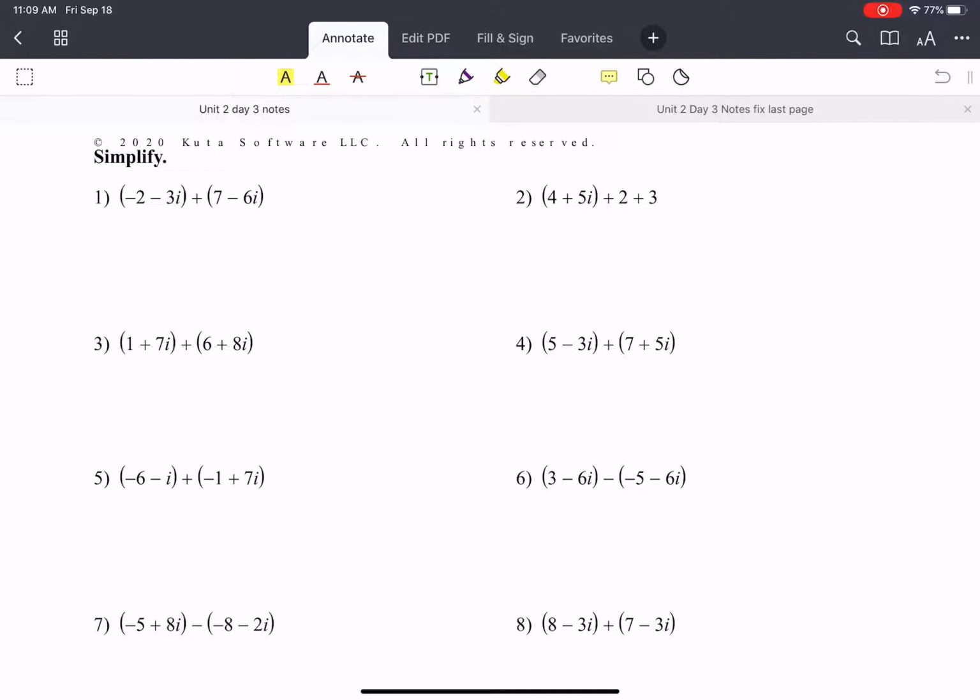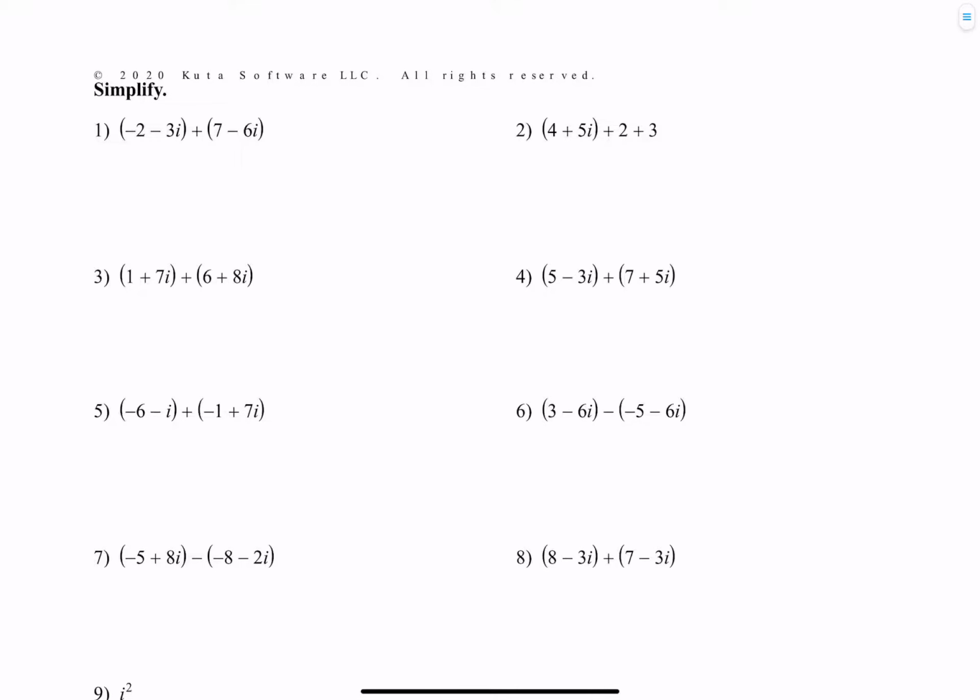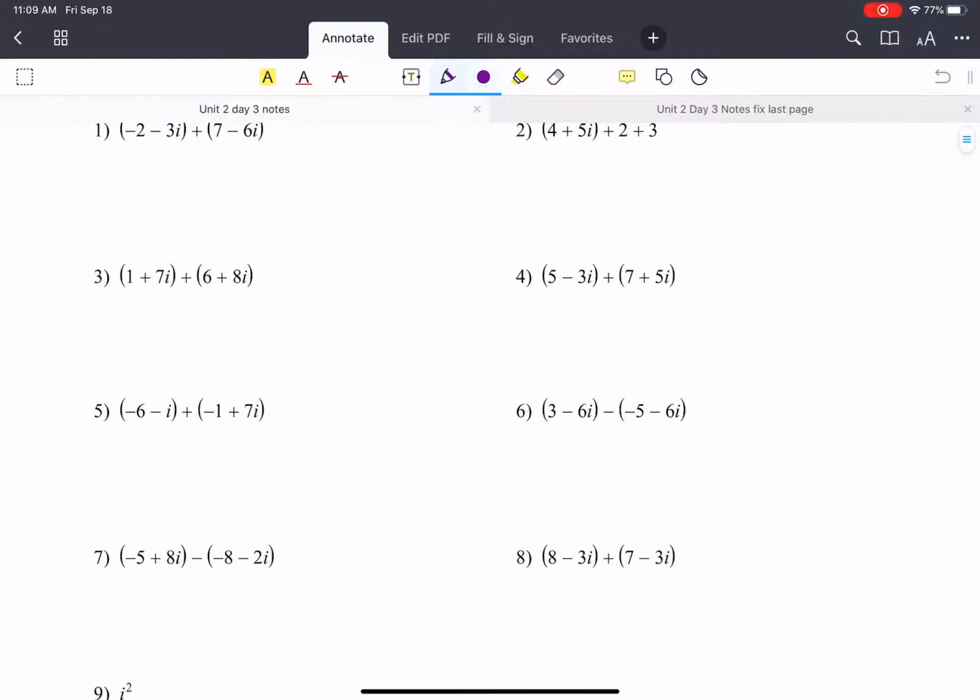Okay, is there anything in front of these parentheses to distribute in? No, so they don't matter. When you're doing this, it's so similar to what we were doing last unit. So for those of you that are going to do test remediation, this is a great review. I need to combine like terms. The real parts are like terms and the imaginary parts are like terms. So I'm going to do -2 plus 7, so 5, and then -3i minus 6i, so -9i.